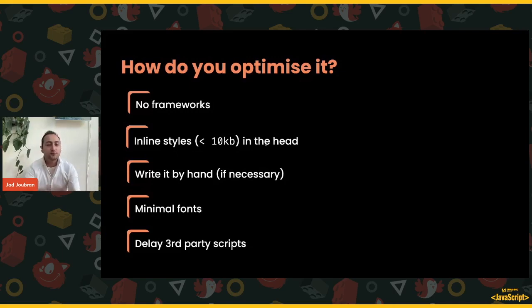And this is what I'm trying to preach with the hyper-optimized landing page. So separate your homepage as much as possible. On the extreme side, I would go with no framework. I would write it by hand if necessary, and I would inline the styles necessary for this page, as long as they're less than 10 kilobytes in the head. So you don't even need to fetch a CSS file if possible. That's really hyper-optimized. I would also not load all the fonts you use in your app, only the minimal fonts, and I would delay the third-party scripts if possible. Or skip them altogether, but I know that's probably not possible.